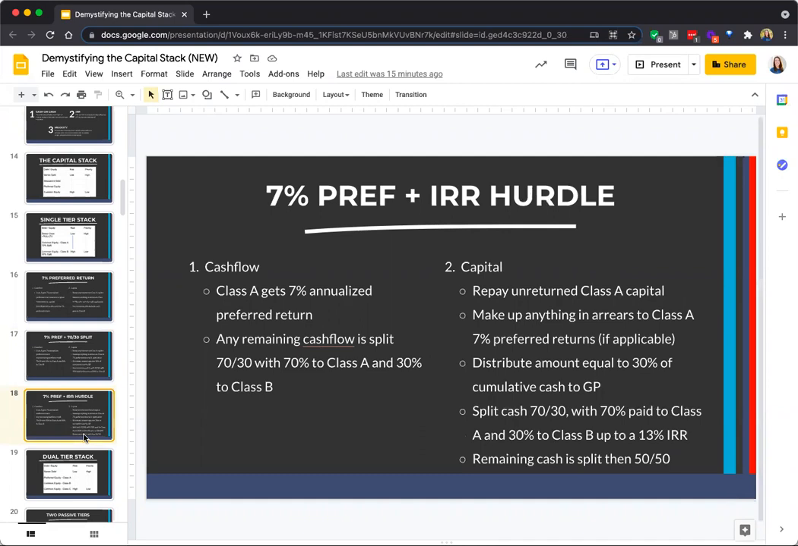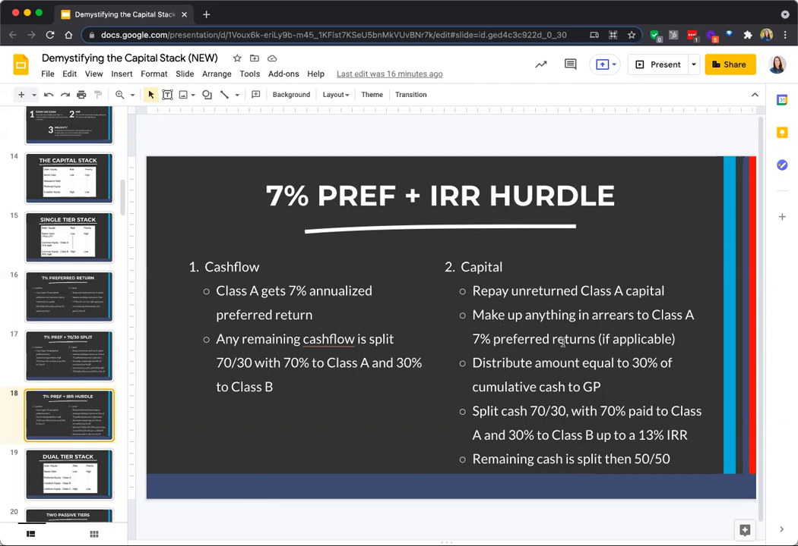Another type of waterfall that you might see, which looks pretty similar, and this is the one that we generally will run on our deals, but again, you've got to read the PPM. Sometimes we have to change things around just slightly. We like doing a 7% annualized preferred return. We'll do 70-30 on the cash flow, 70% to class A, 30% to class B. On the capital side, we'll repay all the unreturned class A capital.